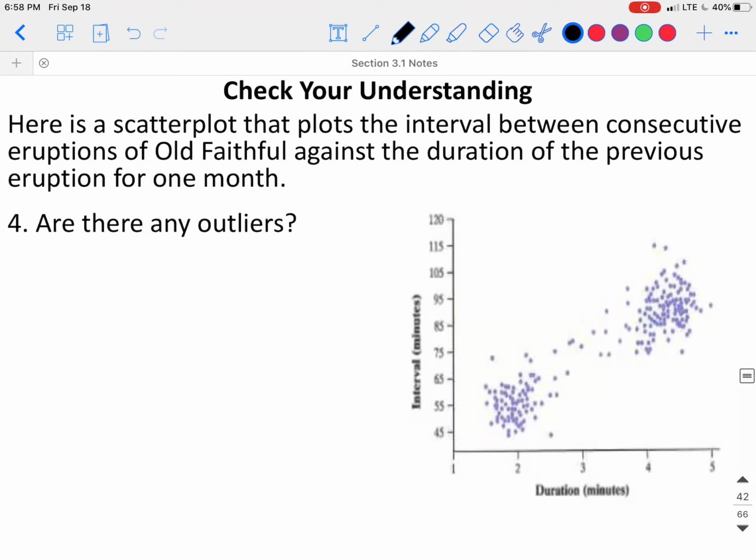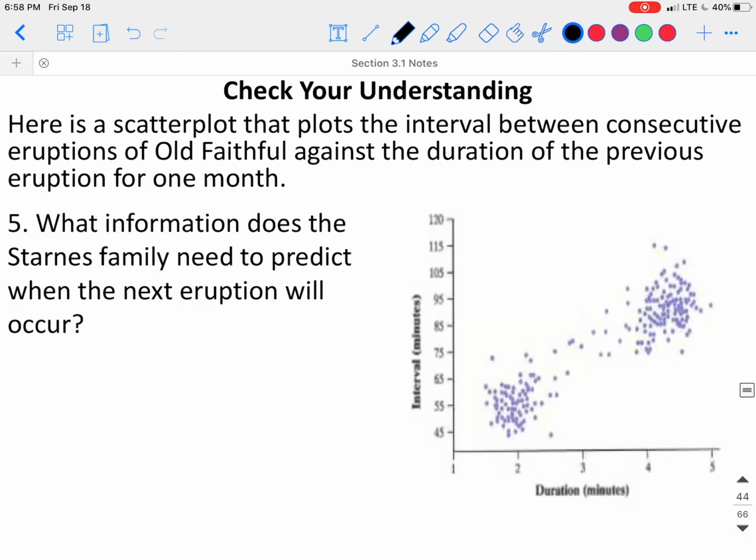Are there any outliers? There are a few outliers around the clusters. If you notice, there's some stuff that's hanging around the outsides. Those would all be outliers to the data set. What information do the Starnes family need to predict when the next eruption will occur? To be able to predict when the next eruption will occur, they will have to know how long the previous eruption was.